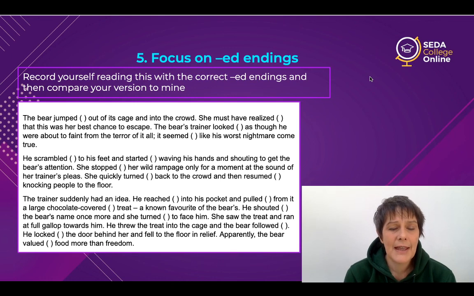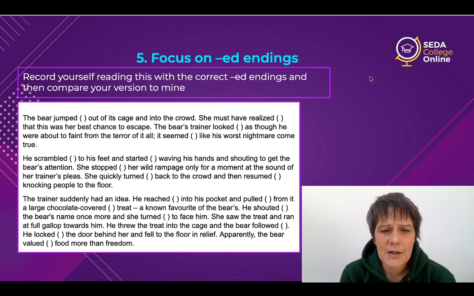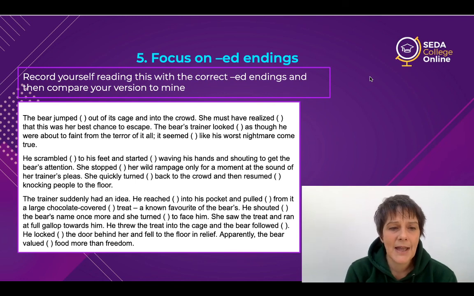The trainer suddenly had an idea. He reached into his pocket and pulled from it a large chocolate-covered treat, a known favourite of the bear's. He shouted the bear's name once more, and she turned to face him. She saw the treat and ran at full gallop towards him. He threw the treat into the cage, and the bear followed. He locked the door behind her and fell to the floor in relief. Apparently, the bear valued food more than freedom.